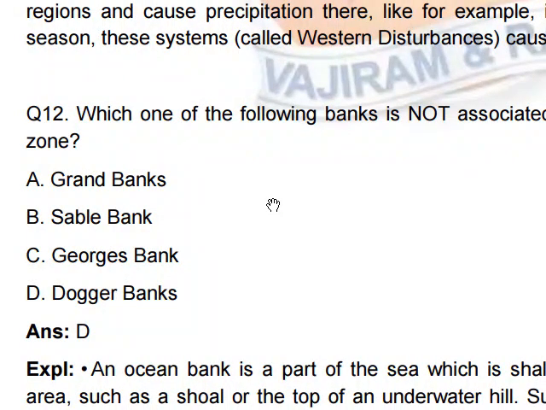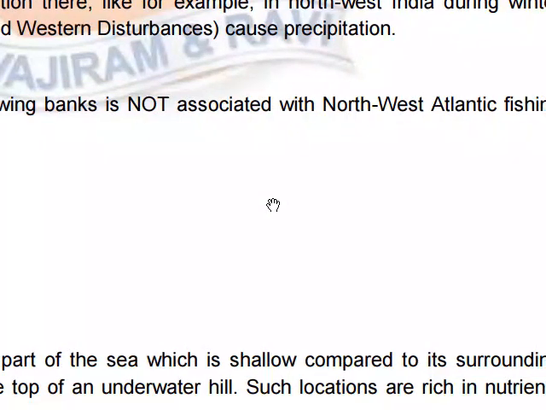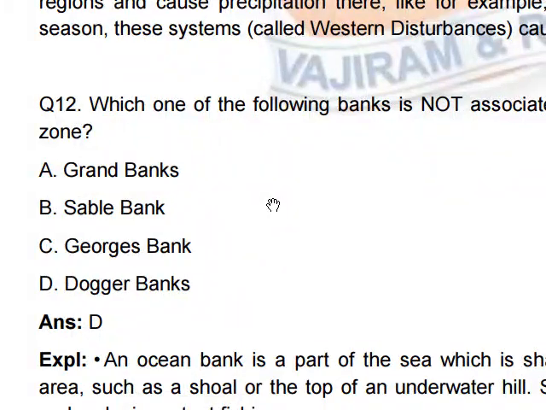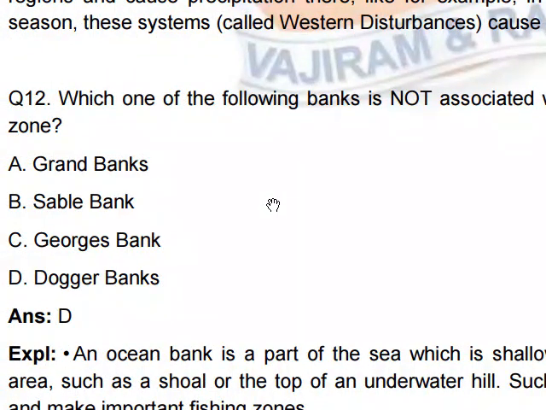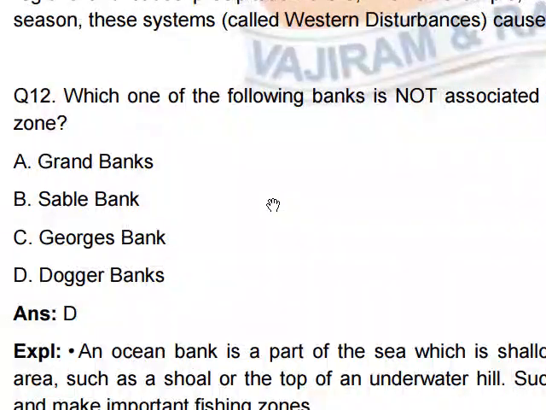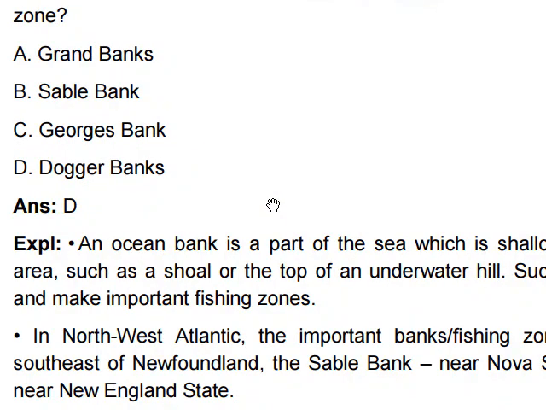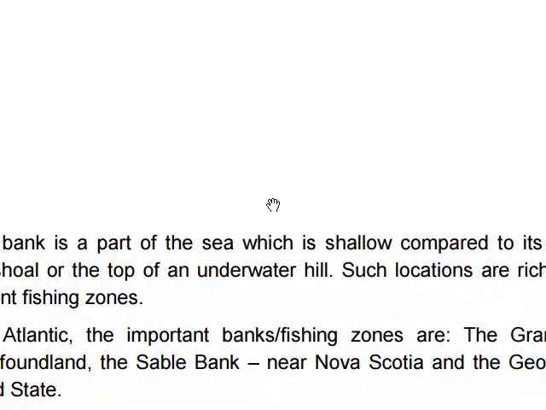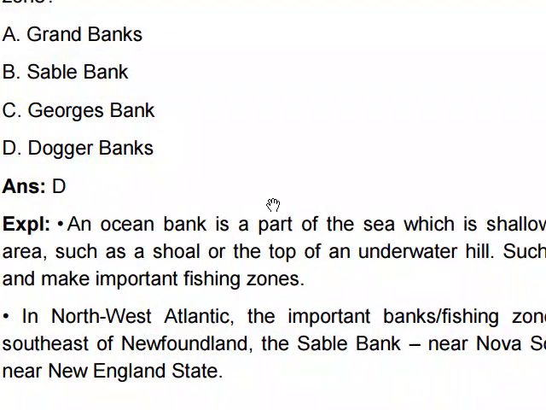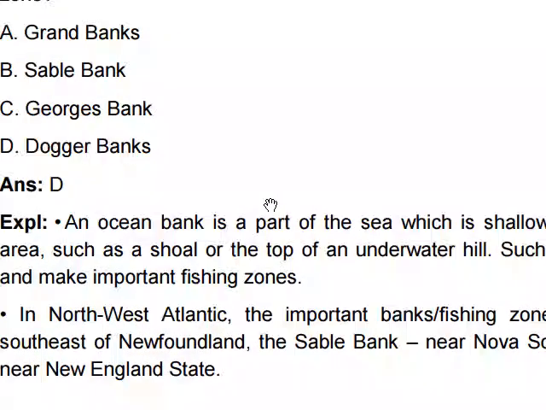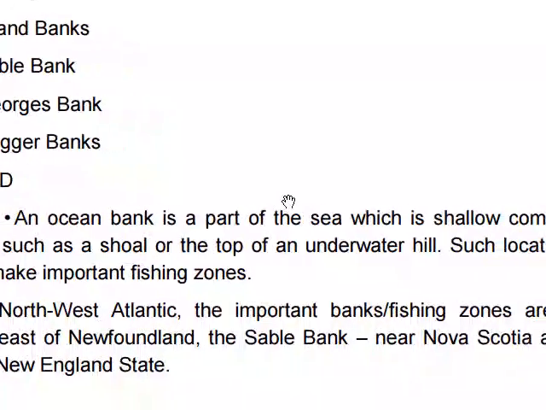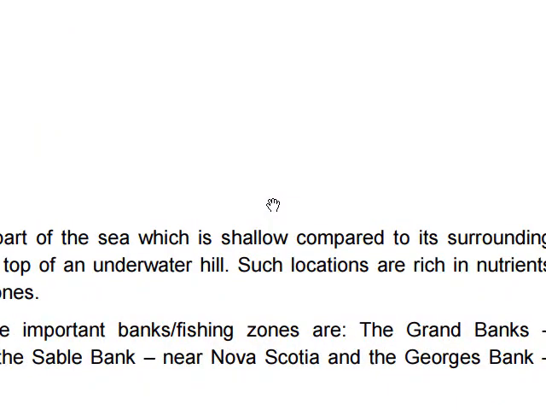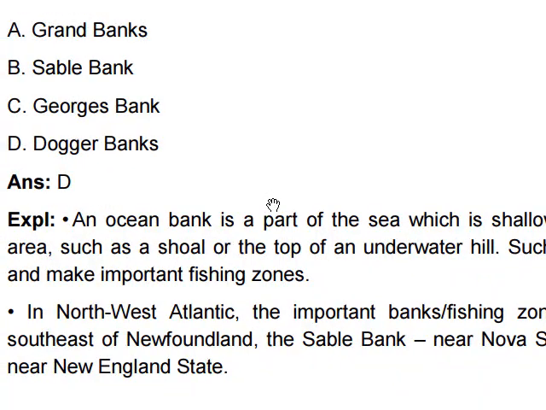Which of the following banks is not associated with the northwest Atlantic fishing zone? The Dogger Bank is not associated with the northwest Atlantic fishing zone. An ocean bank is a part of the sea which is shallow compared to its surroundings, such as a shoal or the top of an underwater hill. Such locations are rich in nutrients and make important fishing zones.